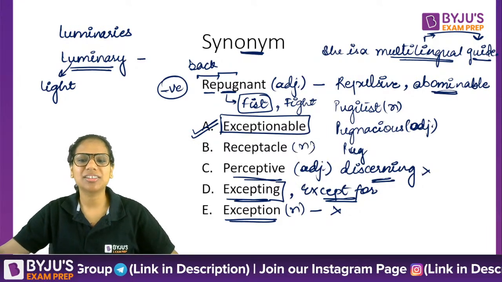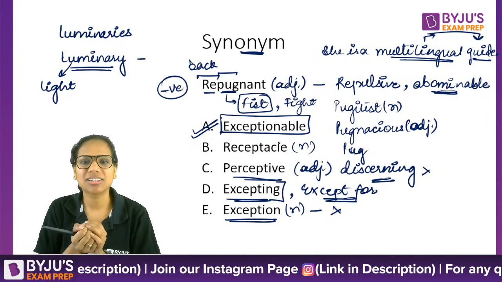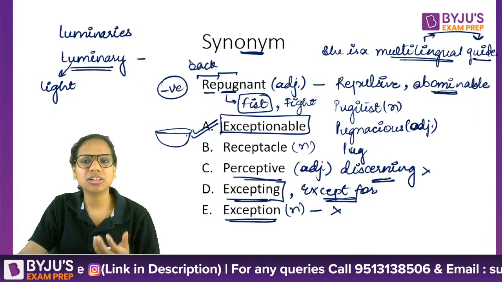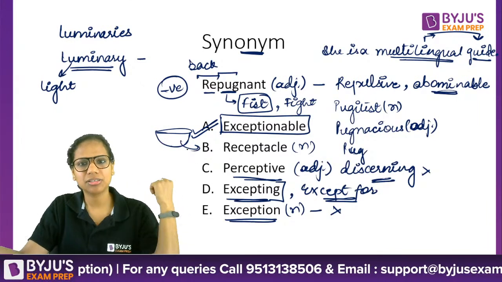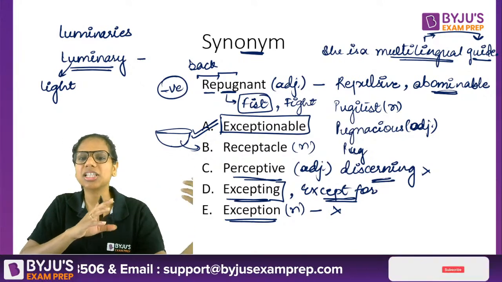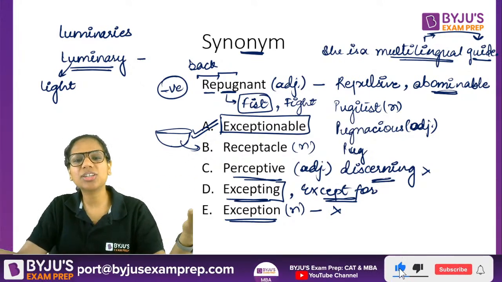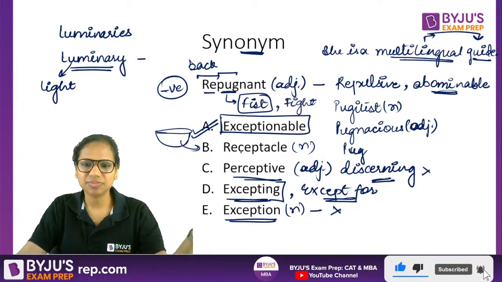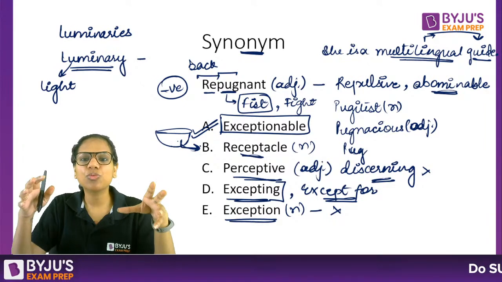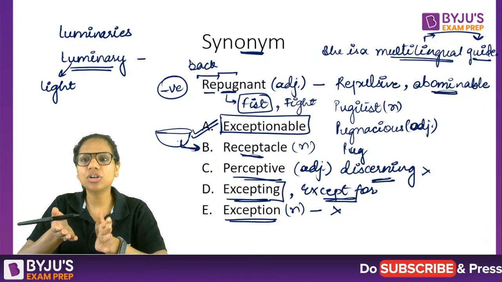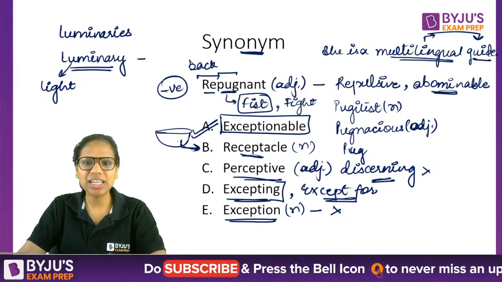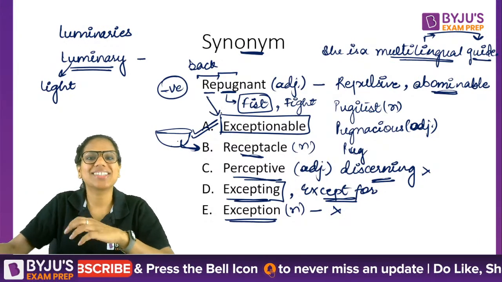A receptacle. Something that receives. Basically a container in which you can put something is called a receptacle. If you read some novels that are based in, let's say, the 16th, 17th century, there you'll find this word being used, a receptacle. When we talk about wine, also in the context of the church, we use the word receptacle there also. So, exceptionable is the answer here.